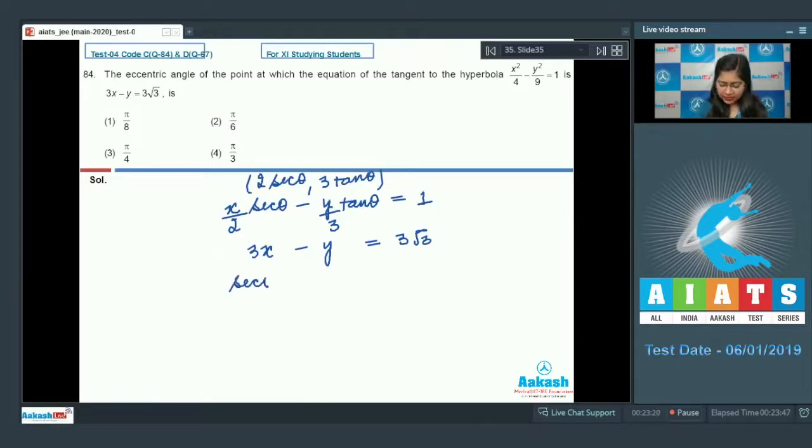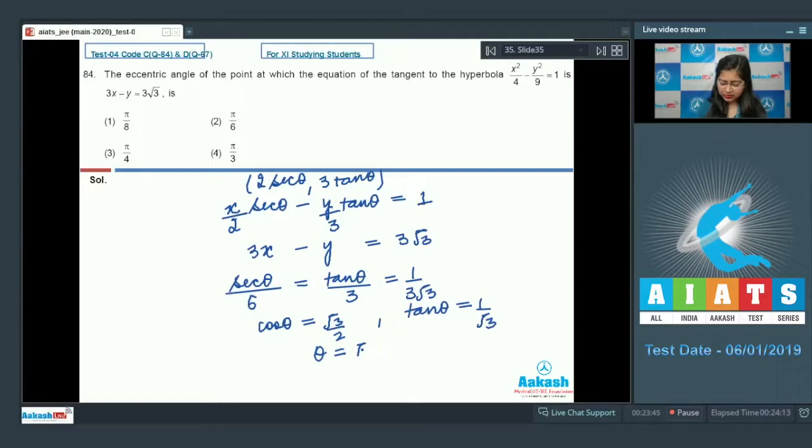Hence we can say that secant theta upon 2 into 3, that is 6, is equal to tan theta upon 3 equal to 1 upon 3 root 3. So we can say that cos theta is equal to root 3 upon 2 and tan theta is equal to 1 by root 3. So the value of theta will be equal to 30 degrees, that is pi by 6. Hence, the eccentric angle of the point will be pi by 6. That is, the correct answer is option number 2.